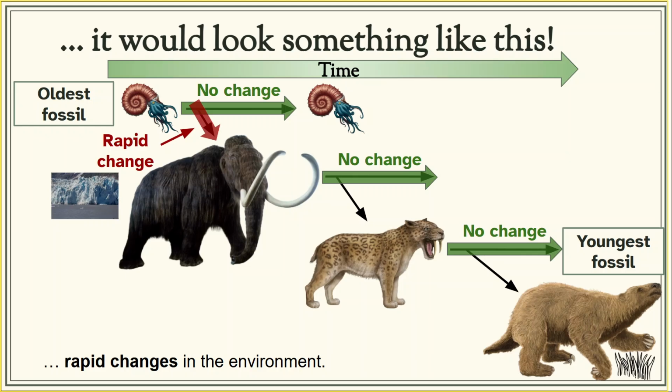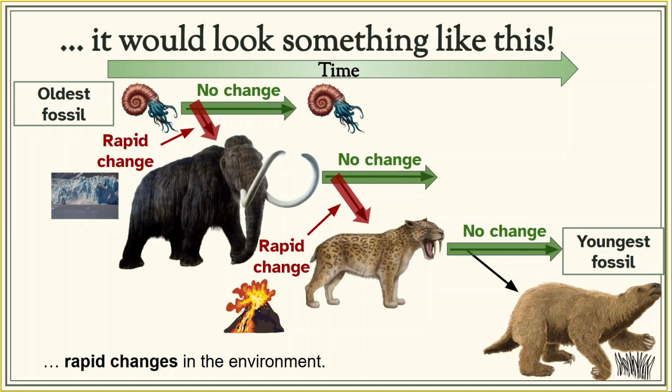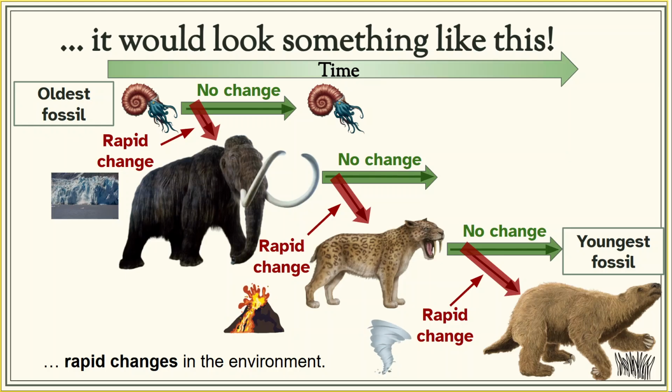So maybe in between this creature and the mammoth, there was an ice age, and that caused the mammoth to appear. And then maybe between the mammoth and the saber-toothed tiger, there was a volcano. That was a rapid change, and that caused the saber-toothed tiger to appear. And maybe between the saber-toothed tiger and the giant sloth, there was a tornado, and that was a rapid change that caused the sloth to appear. So whenever you see those angled arrows, that means there was a rapid change, usually a volcano, a hurricane, a meteor, lots of those catastrophic events.